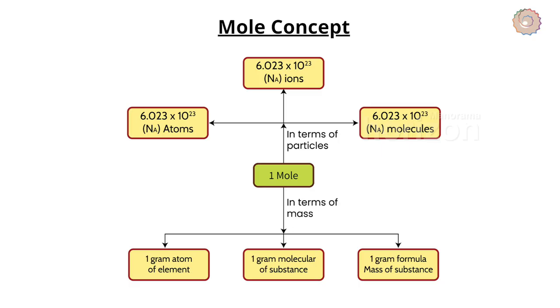It can be atoms, molecules or ions, which is equal to the value 6.022 into 10 raised to 23. Secondly, it represents a definite mass of a substance equal to the gram atomic mass of an element or the gram molecular mass of a compound.